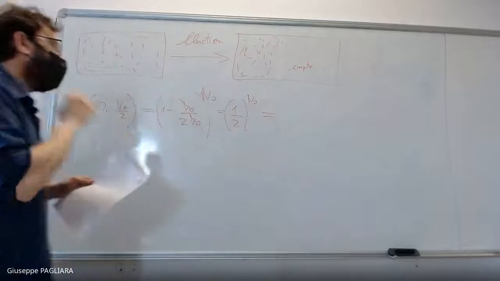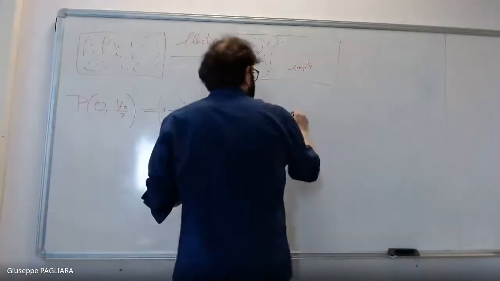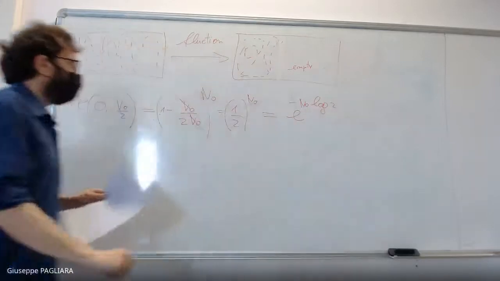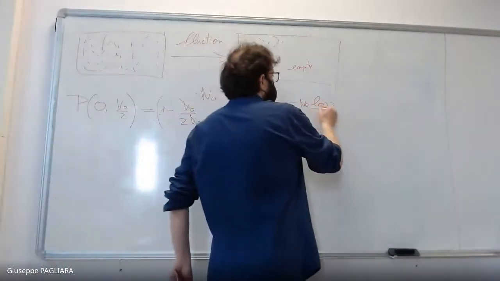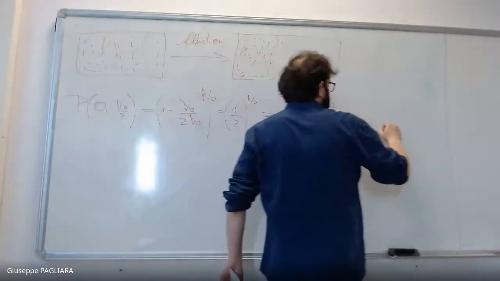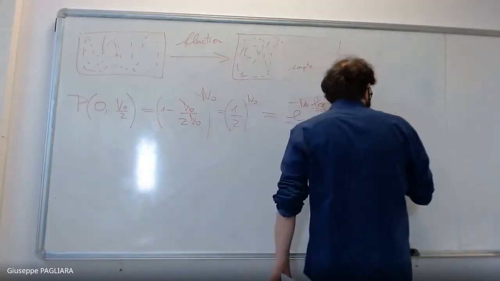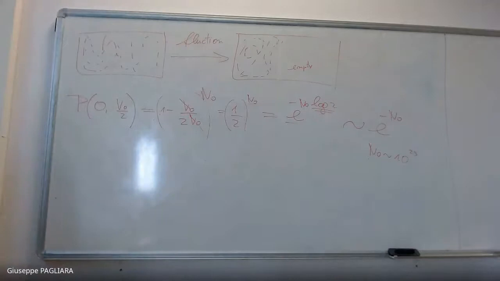And this is also equal to exponential of minus n0 times the log of 2. Okay. Minus n0 log of 2. Now, of course, this log of 2 has not an important role, and you see that the probability scales as e to the minus n0, which again is a very small number, because n0 is of the order of 10 to 23. Okay. We can compute the probability.